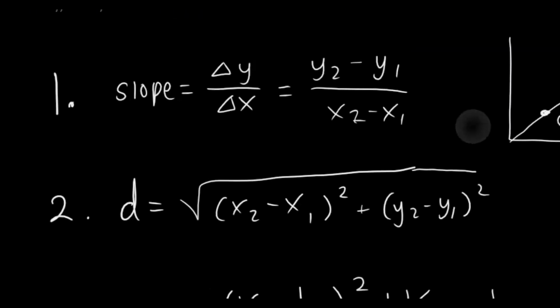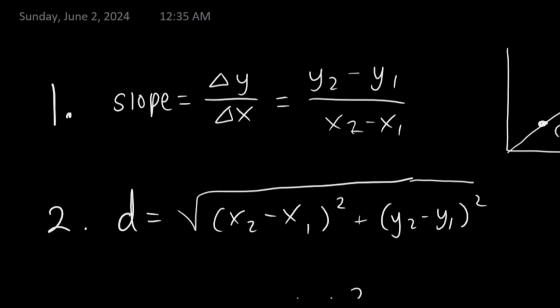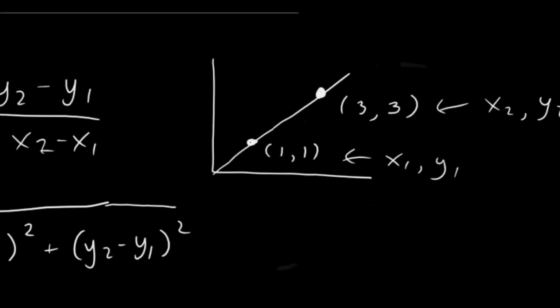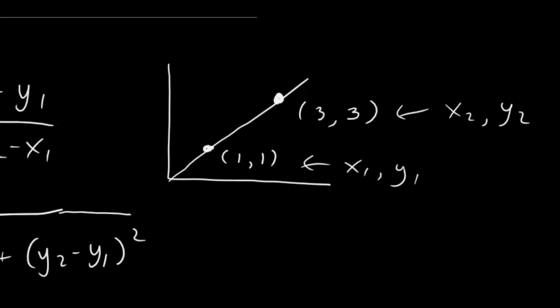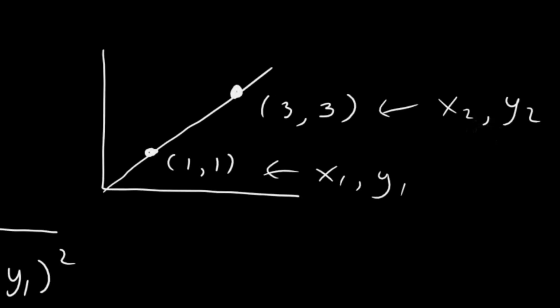The second equation is the distance formula. So I have an example here. As you can see, we have 2 points, the first point being 1, 1, and the second point having the coordinates of 3, 3. And then you can also see how the notation is written. x1, y1 is corresponding to the coordinate point of 1, 1. And then x2, y2 is corresponding to 3, 3.